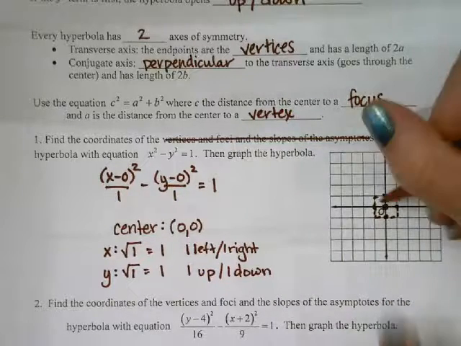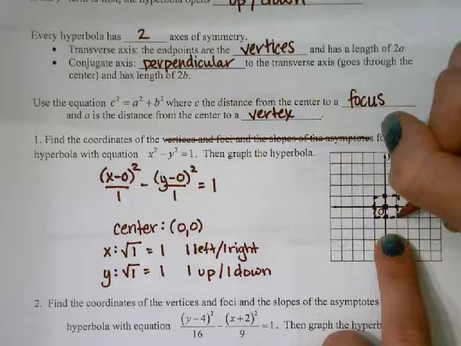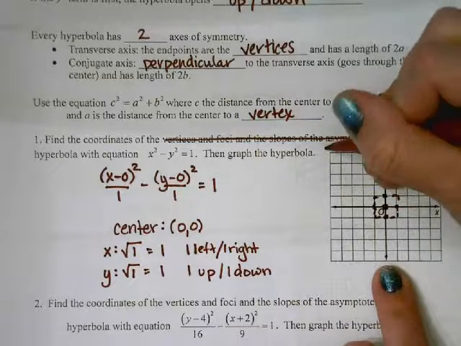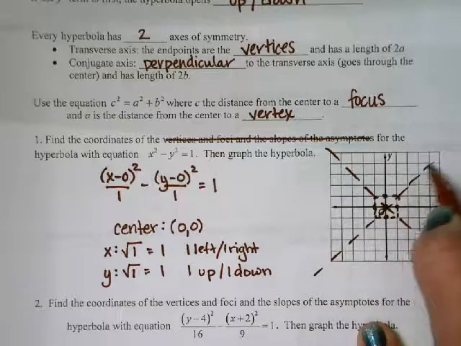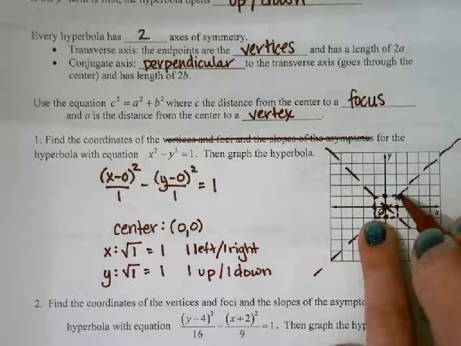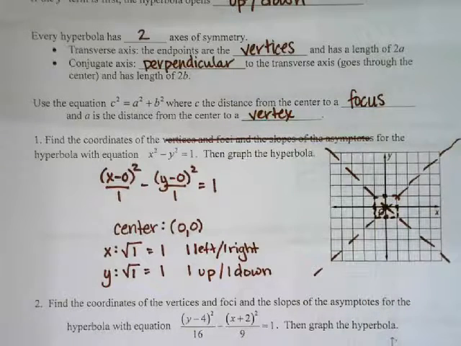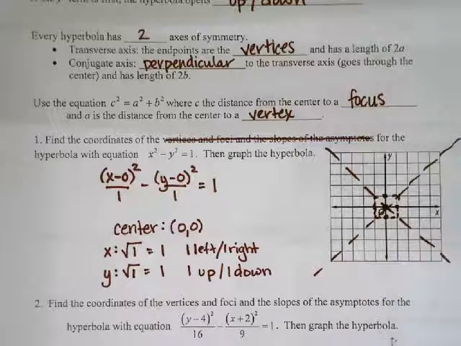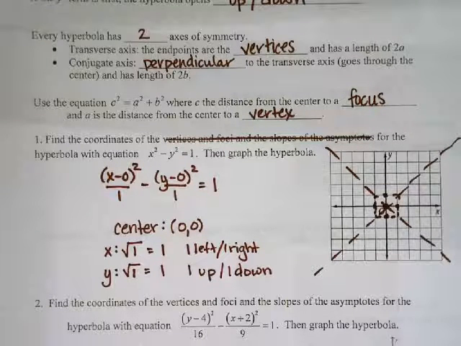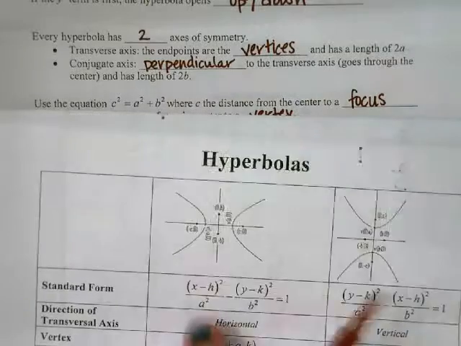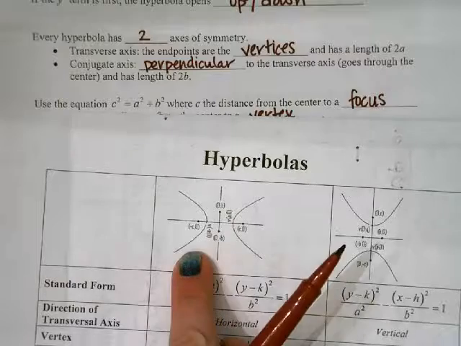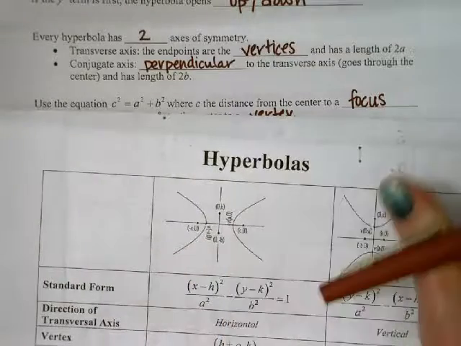All right, now, from corner of my box to the other corner of my box, I'm going to draw a diagonal and I'm going to extend it in each direction. It goes through the corners of your boxes like that. Now we just have to decide which ways this guy is going to open. Okay, I have my x squared term first. I can also look at my formula sheet. My x squared term is first, so this guy's going to open to the left and to the right.